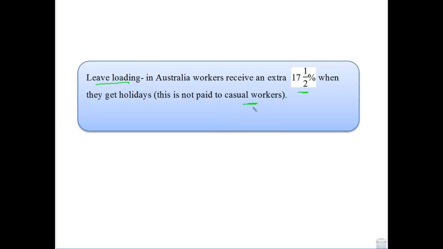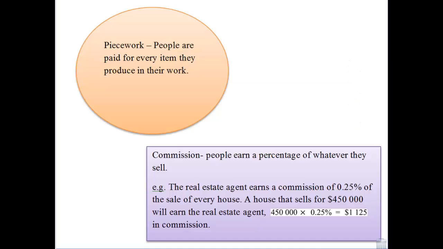Someone classed as a casual worker only works here and there, and they don't get paid any benefits. So they don't get paid sick leave or holiday pay or things like that. But leave loading is really nice, unique to Australia. We like it. Other types of ways you can earn money.